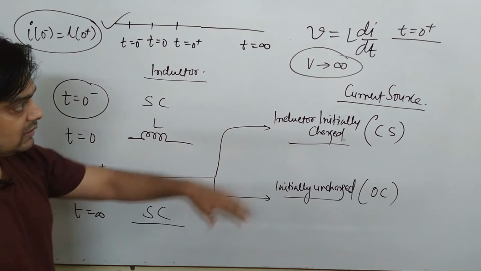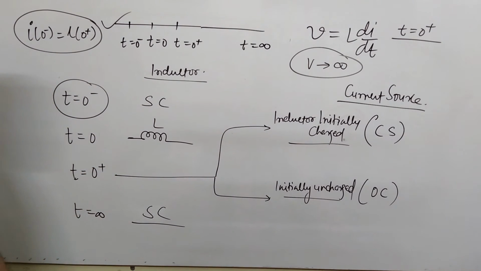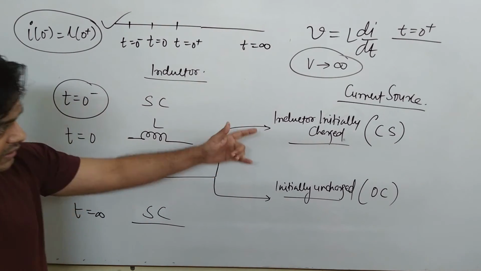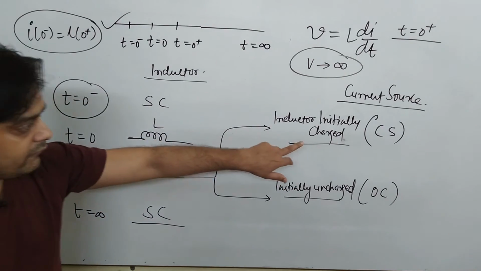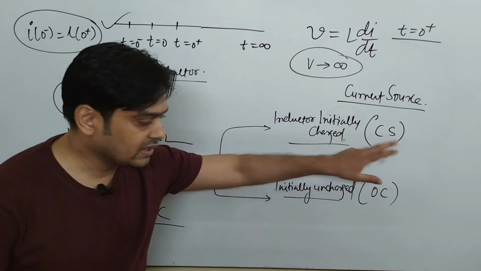However, while solving the problem we will apply this concept. Okay, so this is all about the inductor. Very important: at t equal to 0 negative it behaves like a short circuit, at t equal to 0 it is an inductor. At t equal to 0 positive, it is classified in two parts, either the inductor is initially charged or initially uncharged. If it is initially charged, it behaves like a current source.